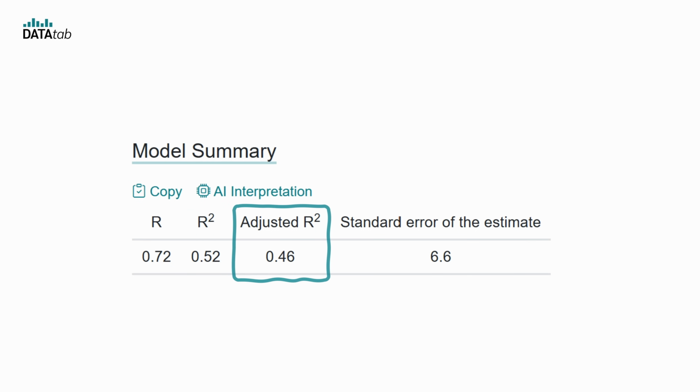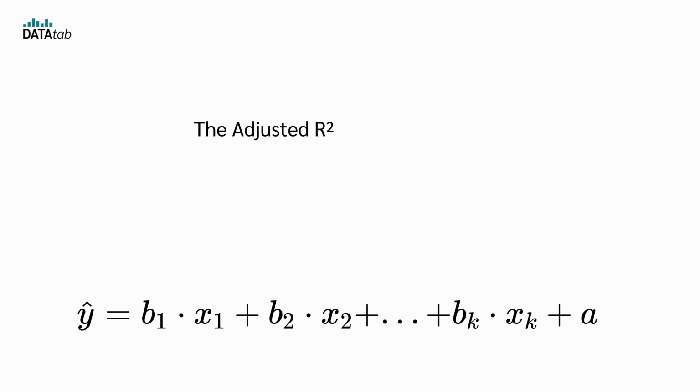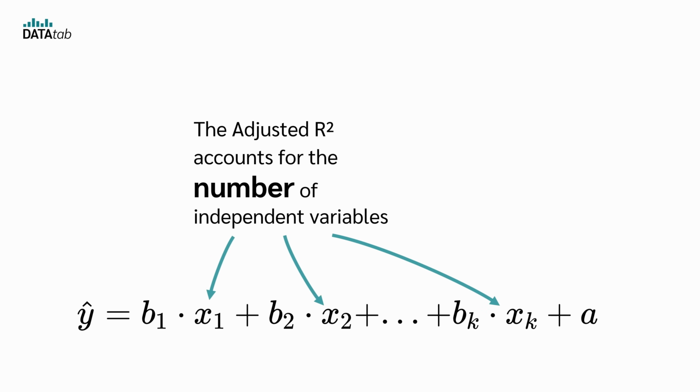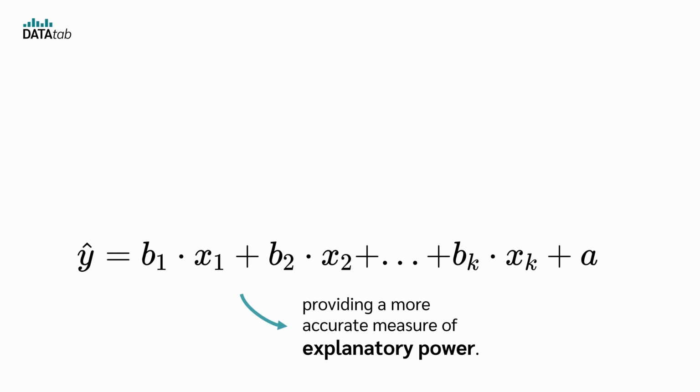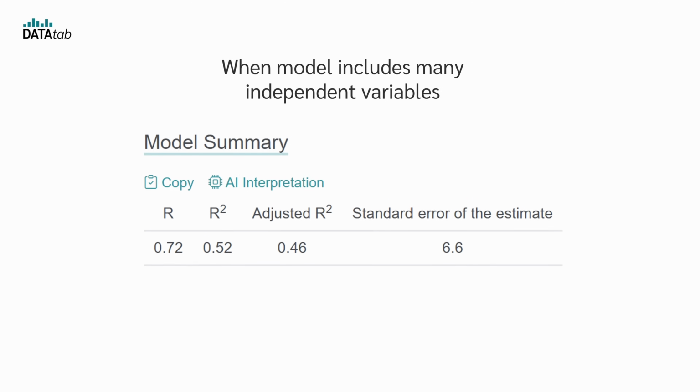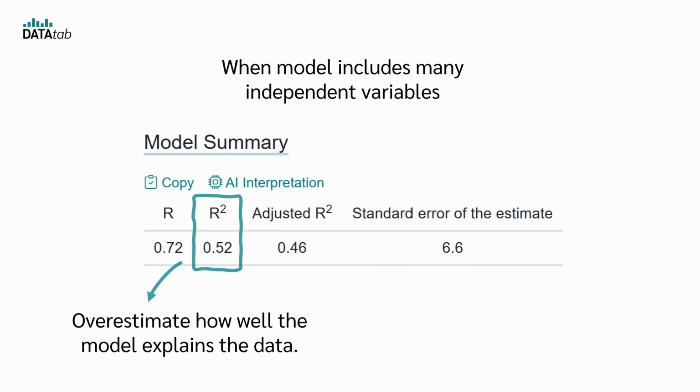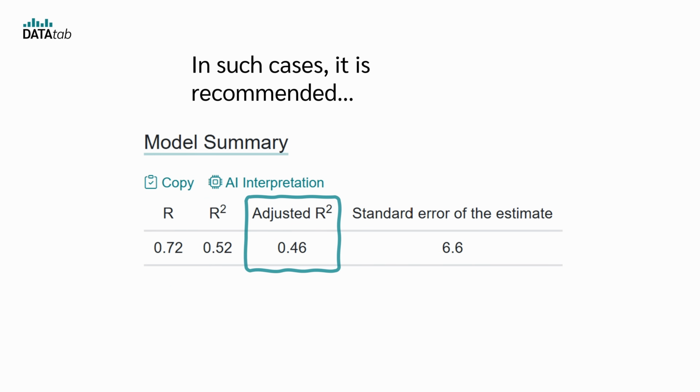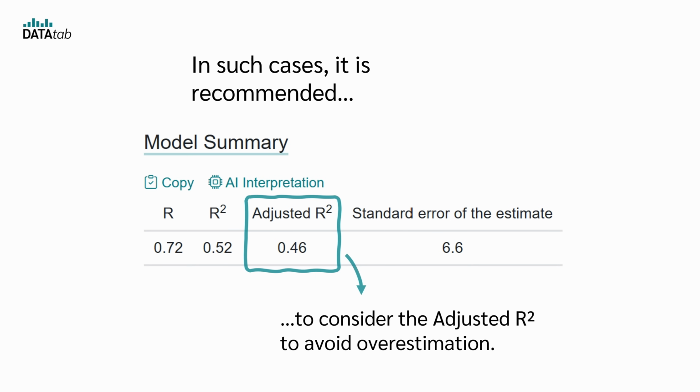What is the adjusted R squared? The adjusted R squared accounts for the number of independent variables in the model. This provides a more accurate measure of explanatory power. When a model includes many independent variables, the regular R squared can overestimate how well the model explains the data. In such cases, it is recommended to consider the adjusted R squared to avoid overestimation.